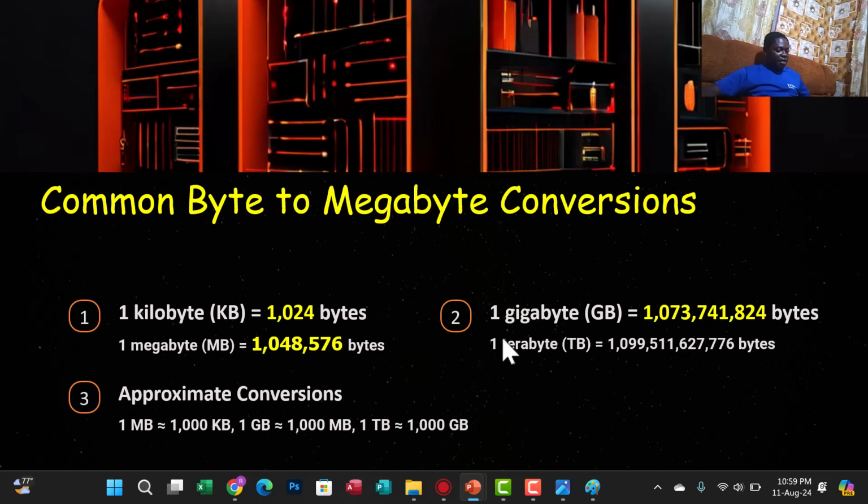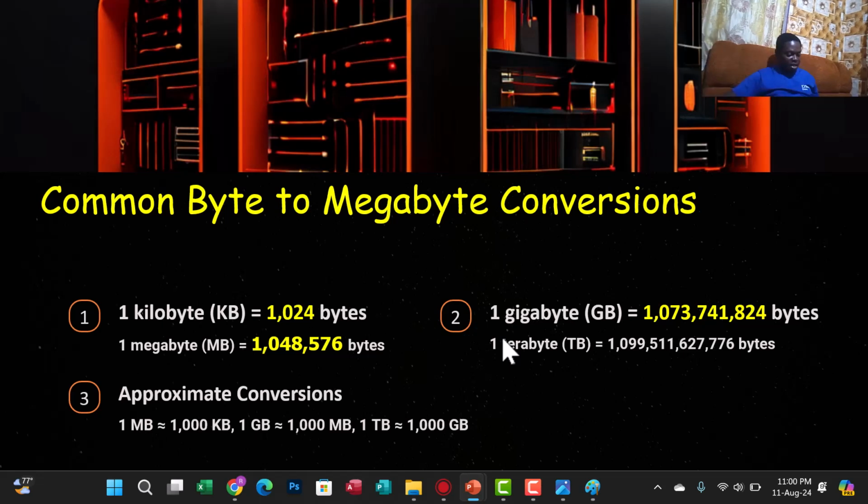Then we look at approximate conversion. Here, this is where there is a little kind of deception, and that's where students make mistakes. We are only saying that 1 megabyte is approximately 1000 kilobytes. We are not saying it's the exact fact. For you to get the exact fact, that's what has been stated above. So as an IT student, you need to keep this in mind.